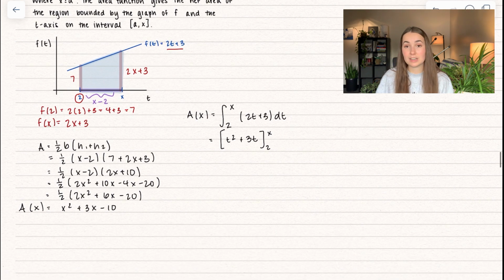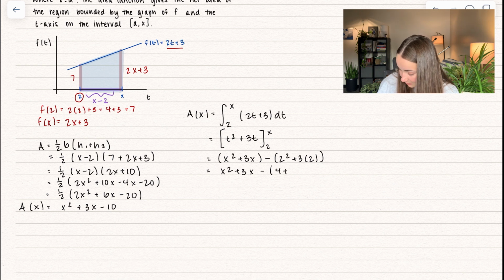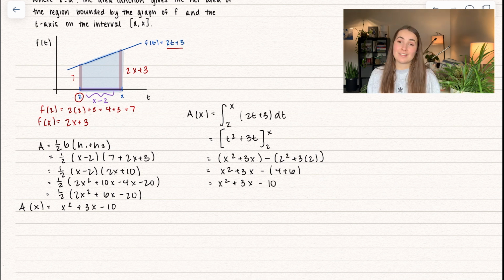So now we're going to plug these in. First we do the upper limit. So we get x squared plus 3x. And we have to subtract the lower value plugged in, so 2 squared plus 3 times 2. Let's simplify that. We get x squared plus 3x minus 4 plus 6, which we know is going to be equal to that value, x squared plus 3x minus 10. So our two areas matched up.